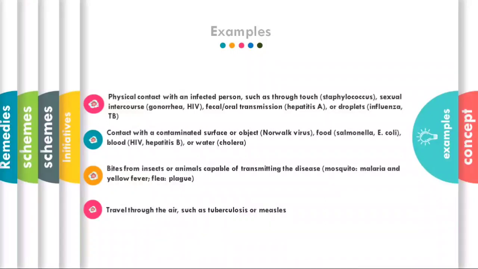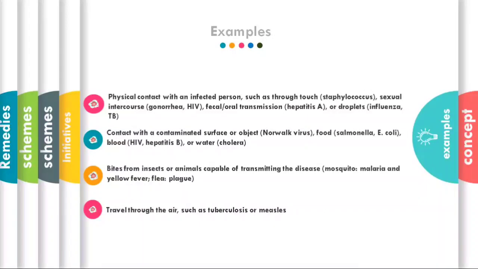Second category is contact with a contaminated surface. If someone comes in contact with a contaminated surface, he gets diseases such as Norwalk virus, and coronavirus is also there. With food, that is E. coli; blood transfusion, that is HIV, hepatitis B; or contaminated water, if we consume it, then it is known as cholera. So all these diseases are transmitted if we come in contact with a surface or an object, or if we inhale or ingest some food or water. So these diseases can be transmitted.